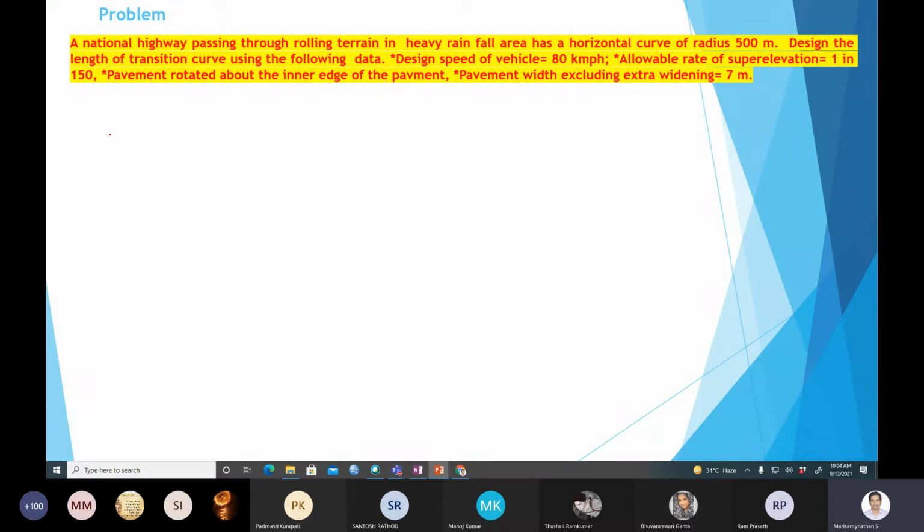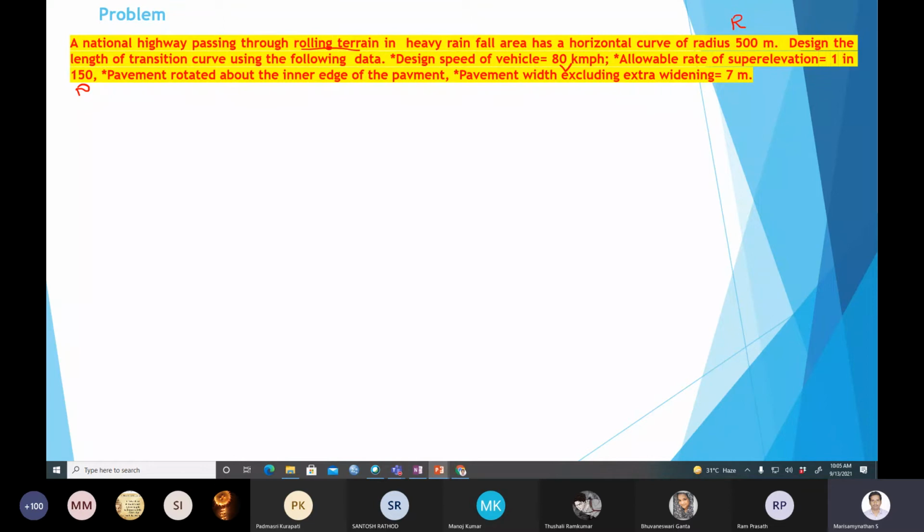The same problem, the second one: a national highway passing through the rolling terrain in a heavy rainfall area has a horizontal curve of radius 500 meter. So the radius is given. Design the length of transition curve using the following data, which means the design speed of the vehicle is given as 80 km per hour. So V is given as 80 km per hour. Allowable rate of super elevation 1 in 150. The capital N is given.